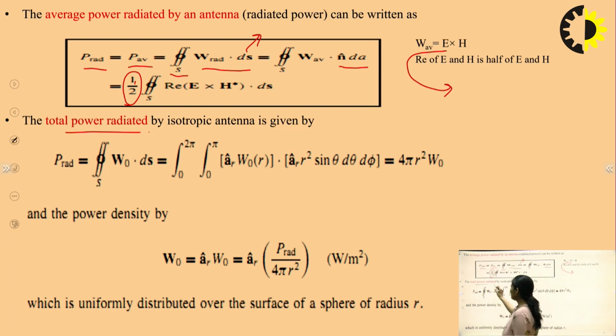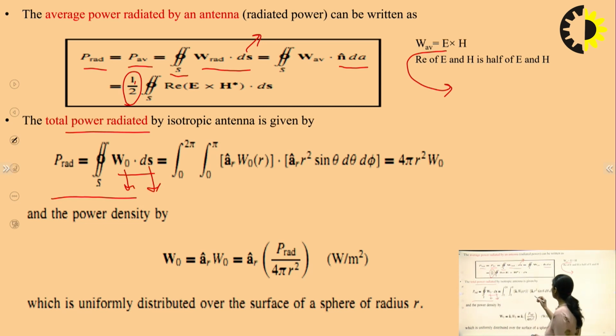Now the total power radiated by the isotropic antenna. We have already discussed the isotropic antenna, because we are considering the ideal condition, and for the ideal condition we consider an isotropic antenna. For the isotropic antenna, P radiated is equal to the closed integral of W naught dot ds. So write down the value of W naught and ds. ds we have already discussed, you have to write in the form of the unit vector a_r times r square sin theta d phi.